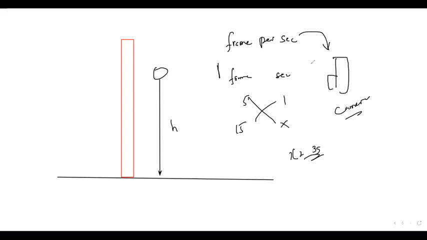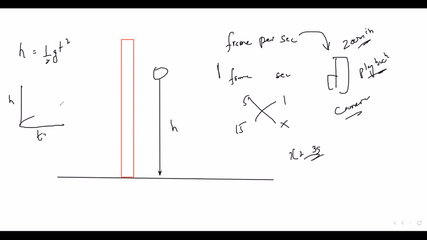And what are the other advantages of using the camera? We can zoom in to record the reading, and we can play back the recording, so we can have a more accurate result. And again we'll use the same formula, h equals half g t squared, in which we plot height on the y-axis and t squared on the x-axis. So our gradient multiplied by 2 will be equal to g.